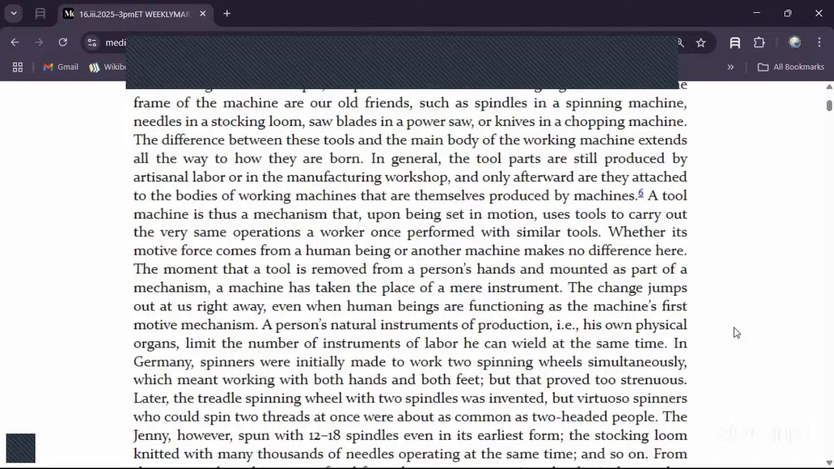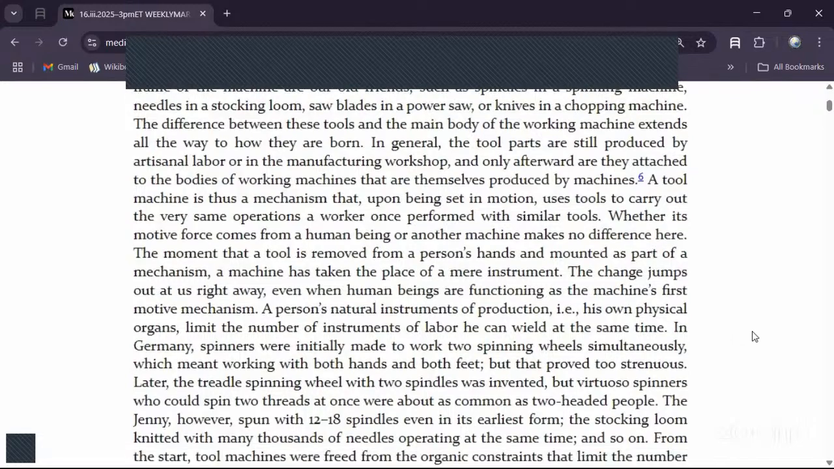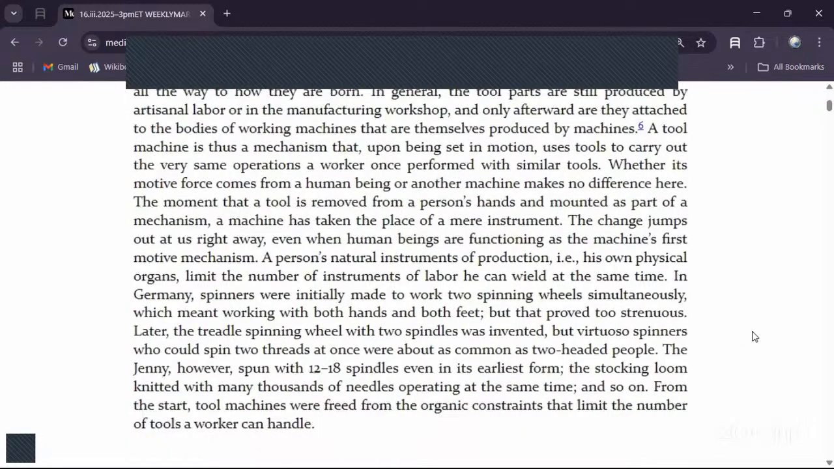The moment that a tool is removed from a person's hands and mounted as part of a mechanism, a machine has taken the place of a mere instrument. The change jumps out at us right away, even when human beings are functioning as the machine's first motive mechanism. A person's natural instruments of production, i.e., his own physical organs, limit the number of instruments of labor he can wield at the same time.